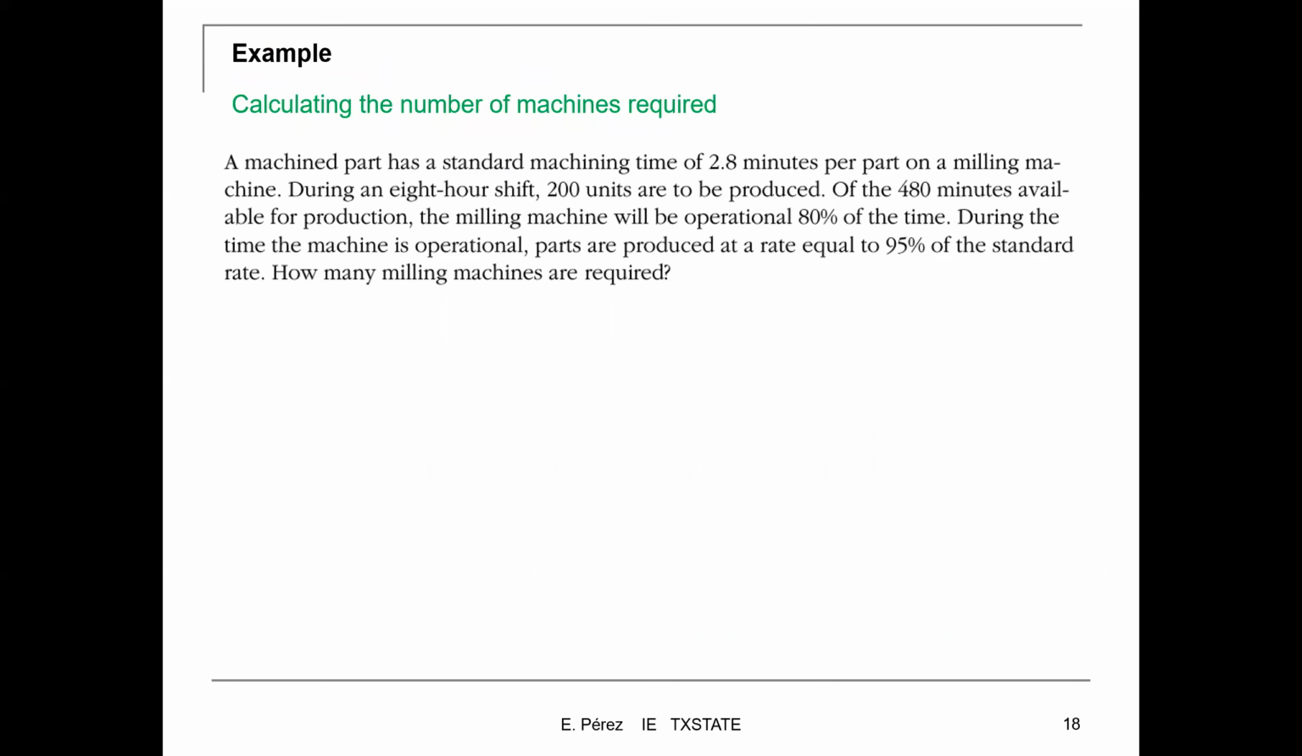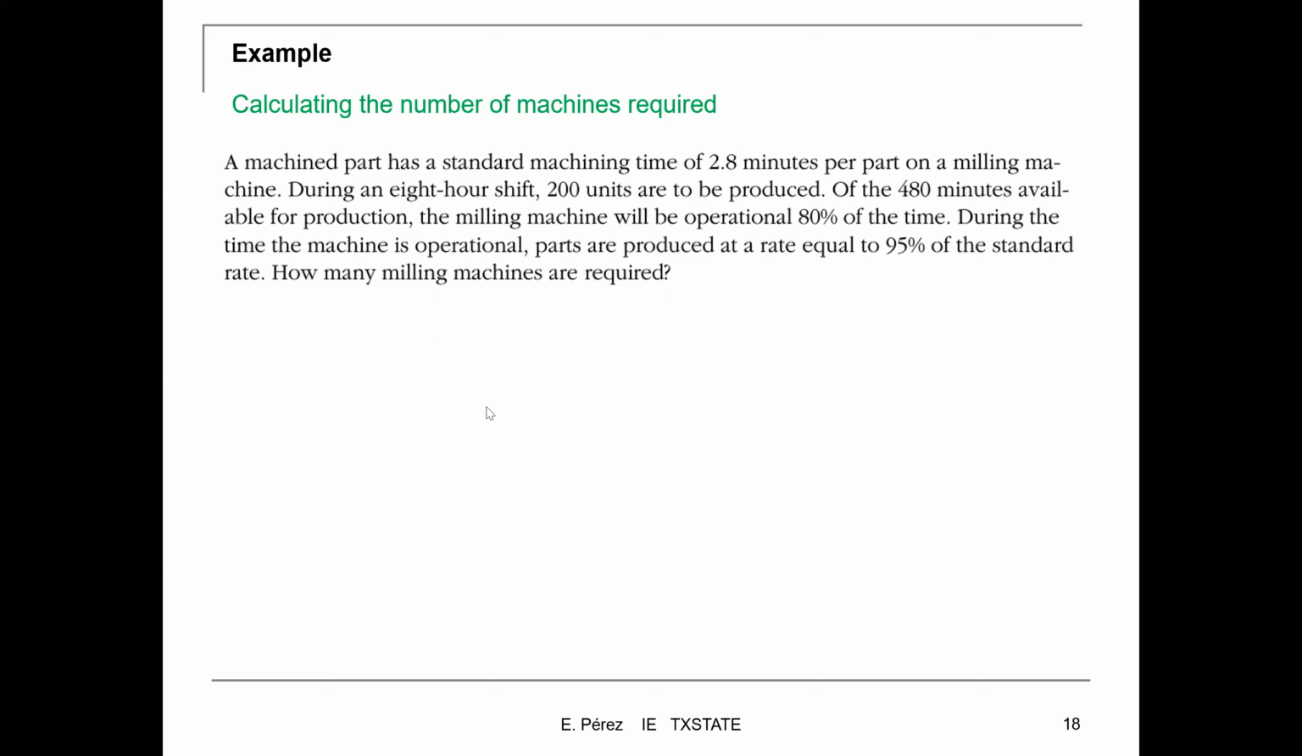So let's look at this example. In this example, we are trying to calculate the number of machines required for this process. A machine part has a standard machining time of 2.8 minutes per part on a milling machine. During an 8-hour shift, 200 units are to be produced. Of the 480 minutes available for production, the milling machine will be operational 80% of the time. During the time the machine is operational, parts are produced at a rate equal to 95% of the standard rate. So the question to be answered is how many milling machines are required?